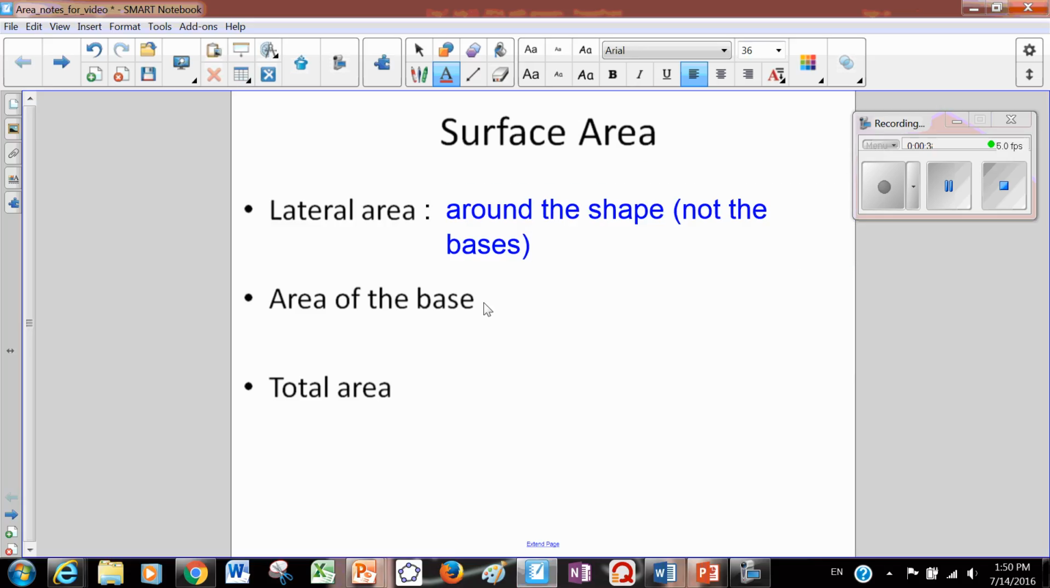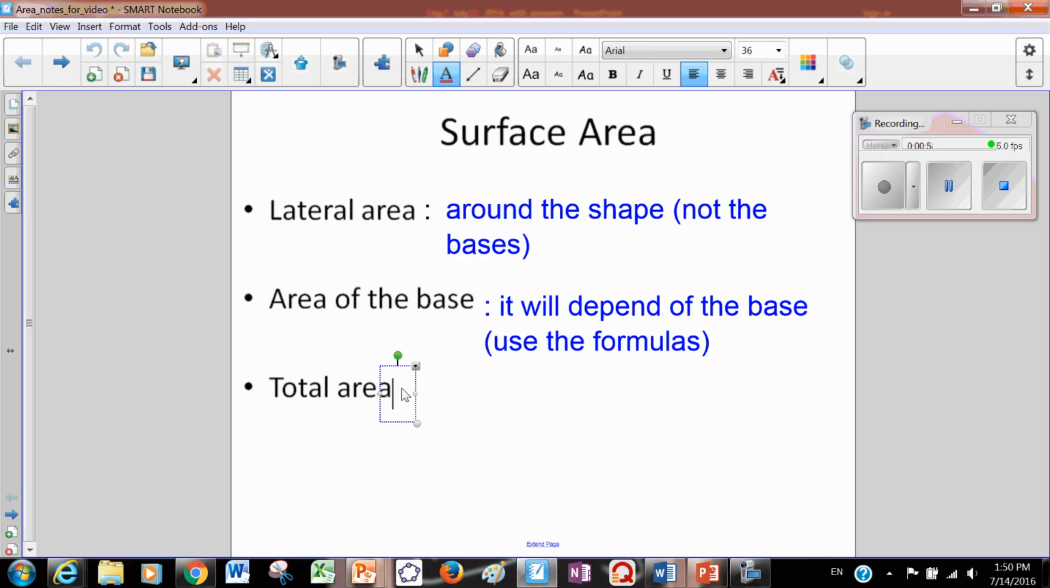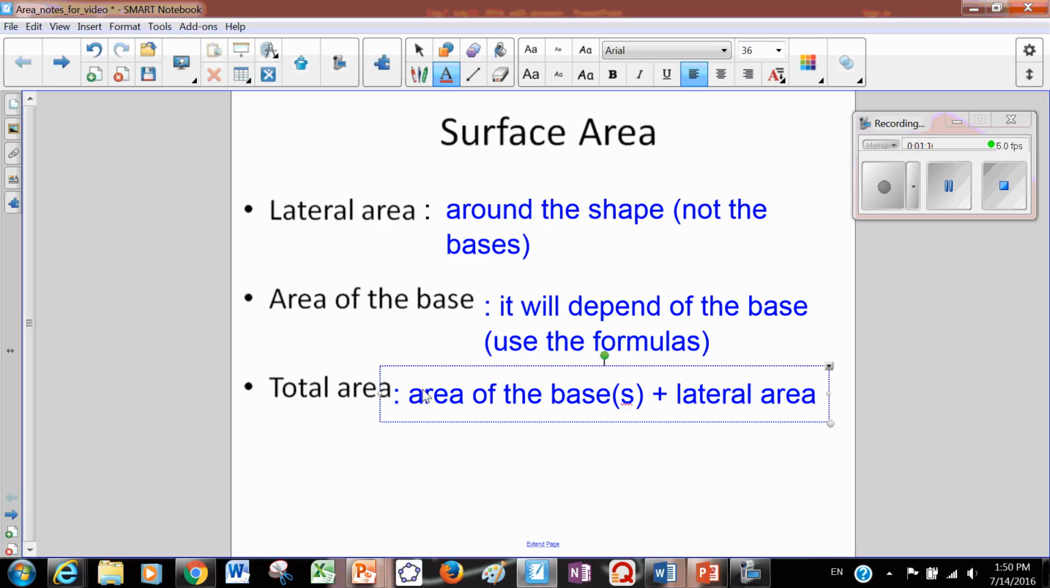To find the area of the base, it will depend on the shape of the base. So if the base is a square, we're going to use the formula of a square. If the base is a circle, we're going to use the formula of a circle. And to find the total area, we're going to have to do the area of the base or the bases, sometimes there's two, plus the lateral area.